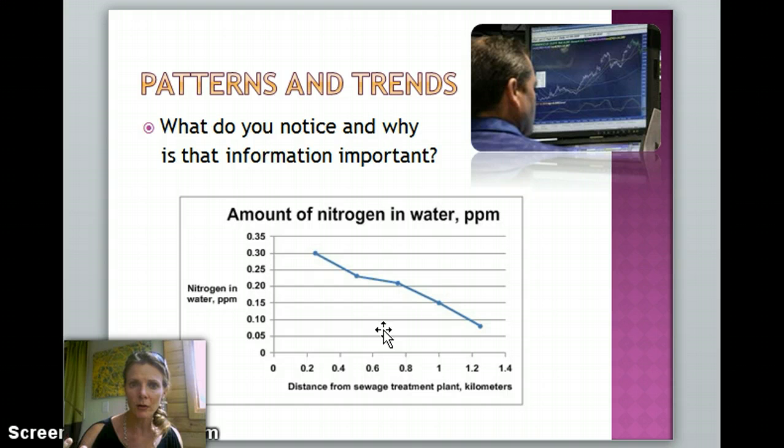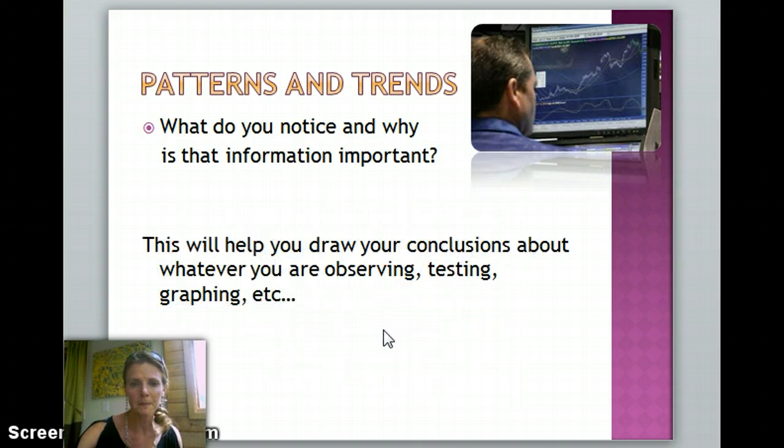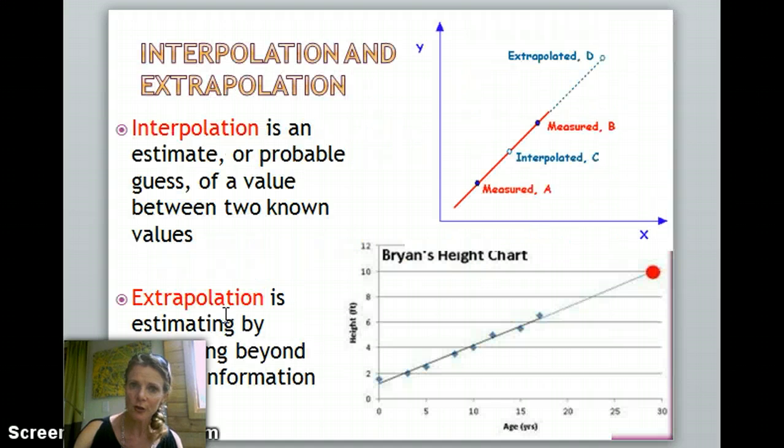Okay, so take note of what's happening. Okay, this will help you draw your conclusions. So when you're figuring out what your conclusions are for your particular lab or experiment, looking at those patterns and trends is going to help you draw your conclusions better. What are you observing? What's being tested? Okay, what are we graphing, and what's happening there, so that we can figure out what to do next, if that's the case, okay? So patterns and trends are huge.